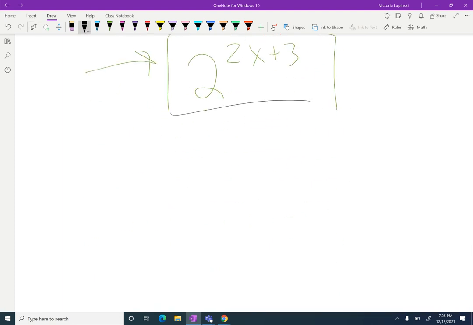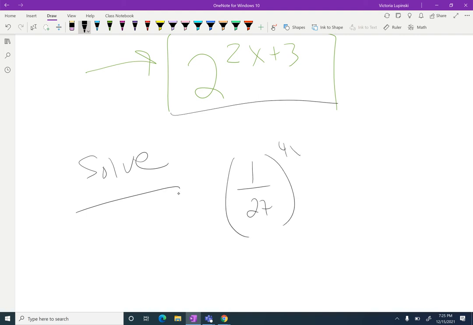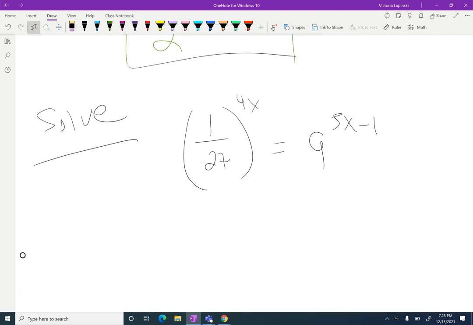Okay, same idea, although it just looks a little different, is if they said solve. So if they said solve, you're actually looking for x. So let's say you had something like 1/27 to the 4x, and let's say that that was equal to 9 to the 5x minus 1. You would be looking at the 9 and looking at the 27, realizing that those are not like bases.